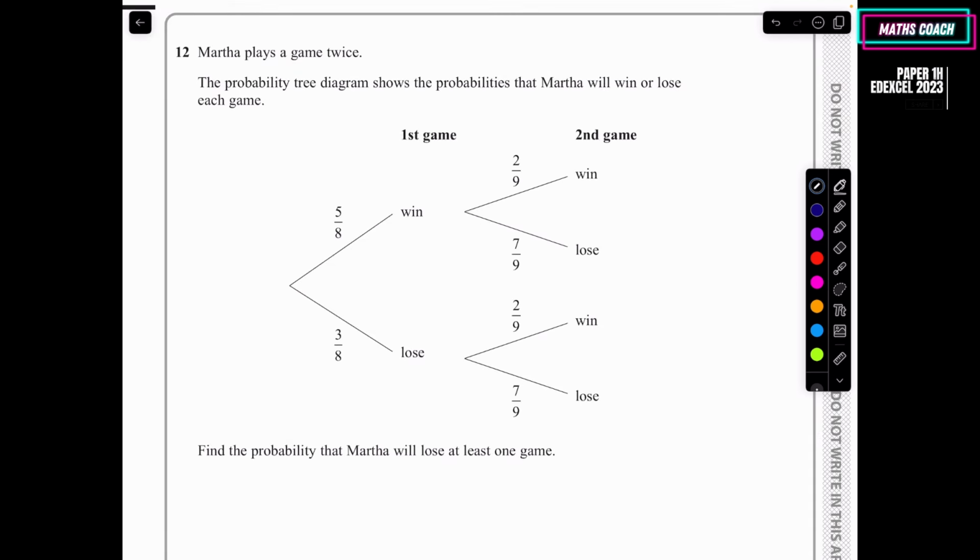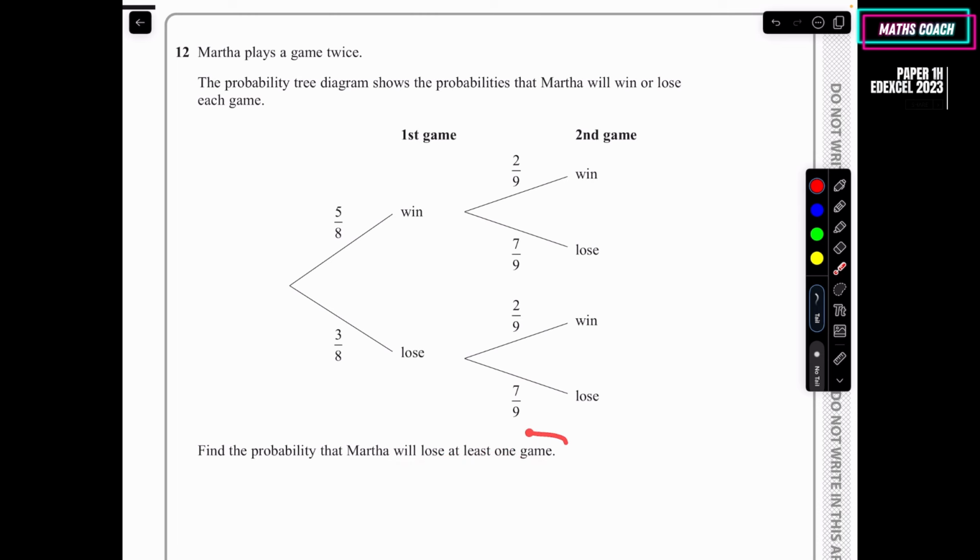All right, question number 12. Martha plays a game twice. The probability tree diagram shows the probabilities that Martha will win or lose each game. Find the probability that Martha will lose at least one game. Usually with these questions, you have to fill in some of these probabilities, but it's been done for you. That's great. You just need to answer the question.